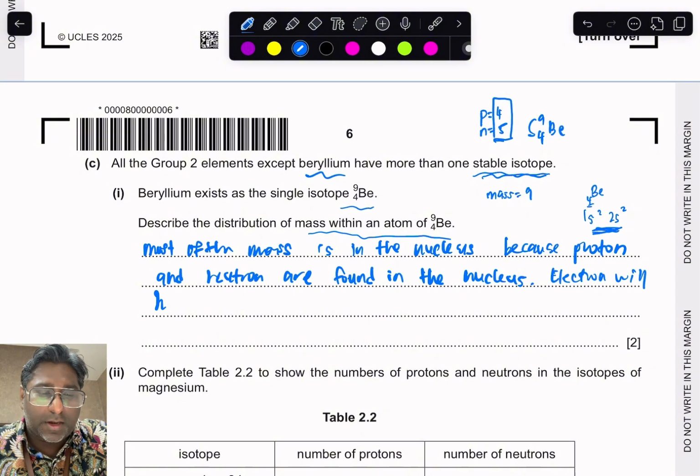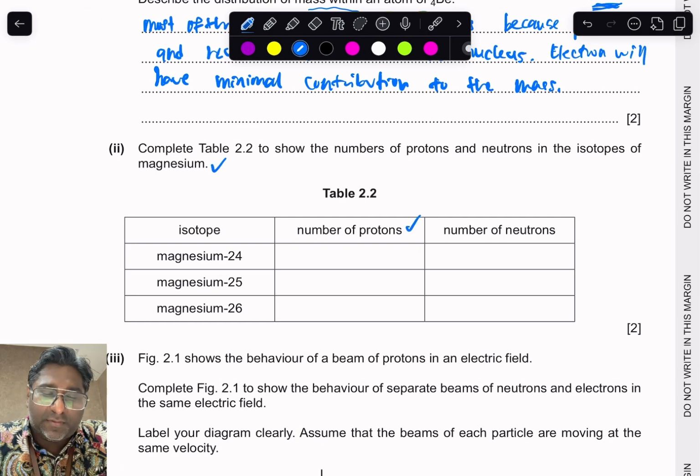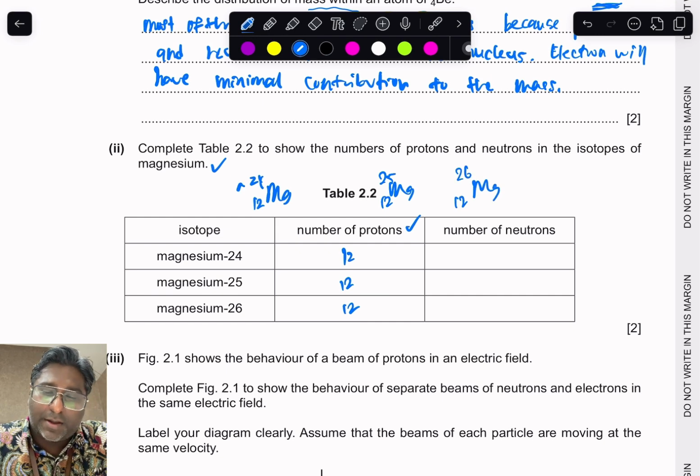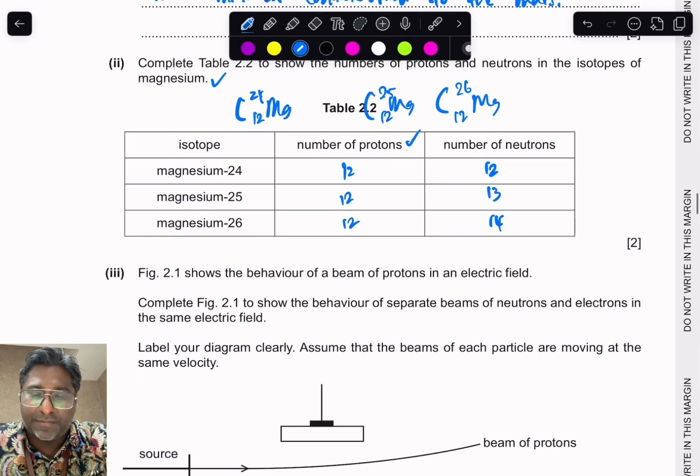Now, complete table 2.2 to show the number of protons and neutrons in the isotopes of magnesium. Do remember, the proton number must be the same. Magnesium is always going to be 12. So 12, 12, 12, for magnesium-24, magnesium-25, magnesium-26. The number of neutrons will be different. The first one is 12, then 13, and then 14. So isotopes have the same number of protons but different numbers of neutrons.